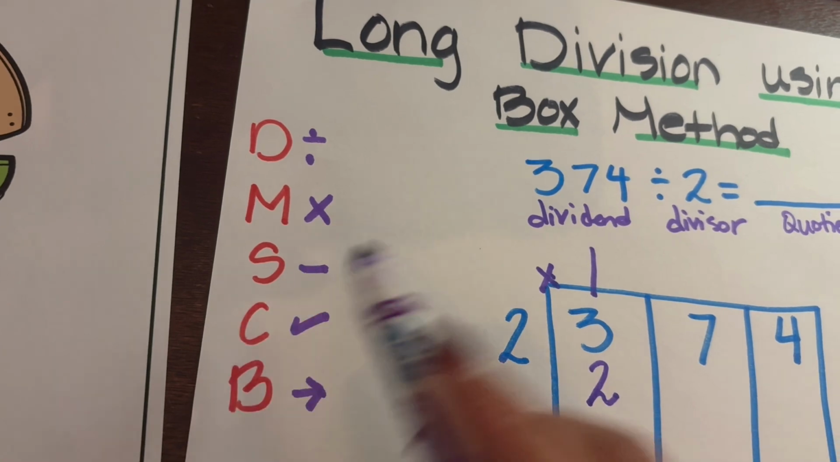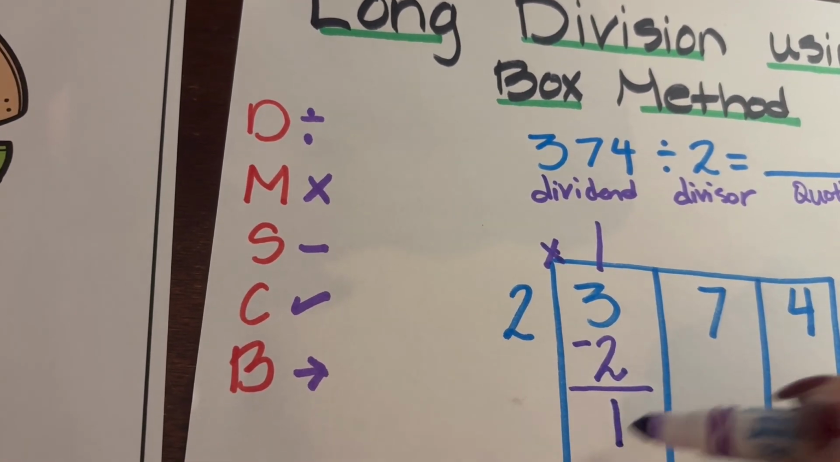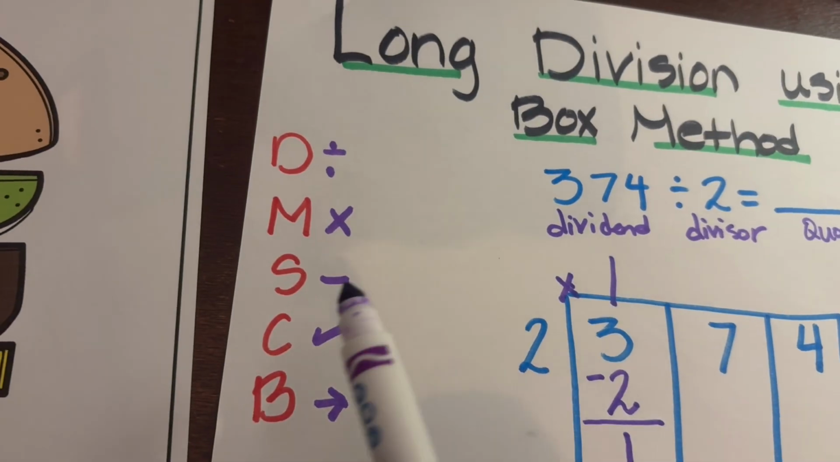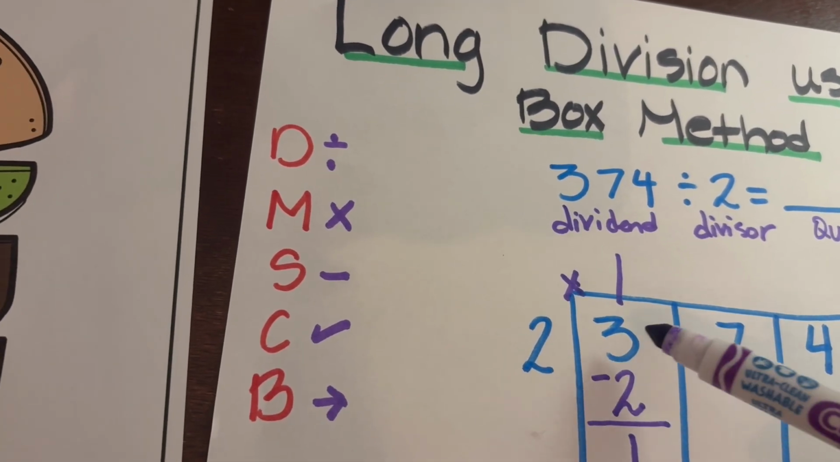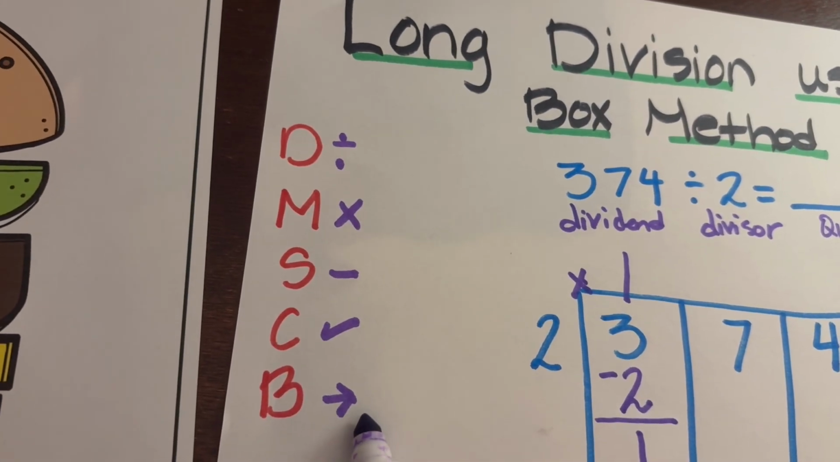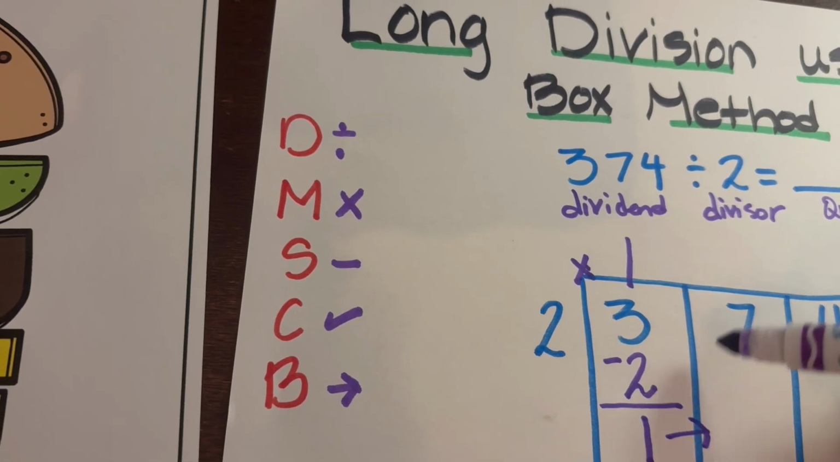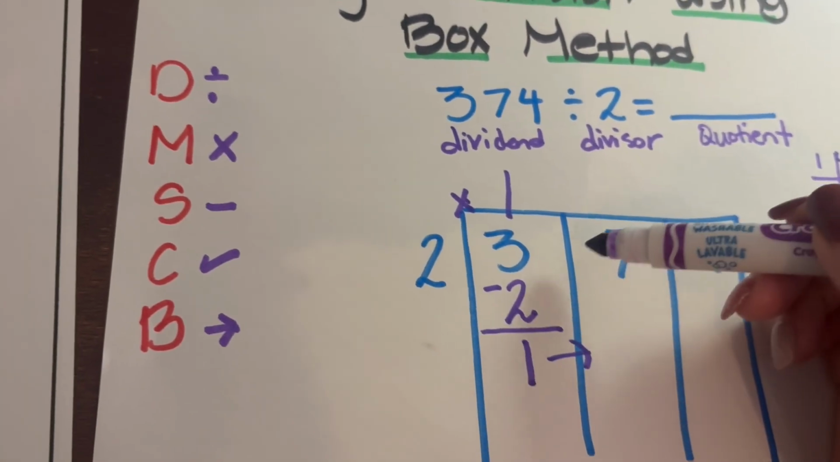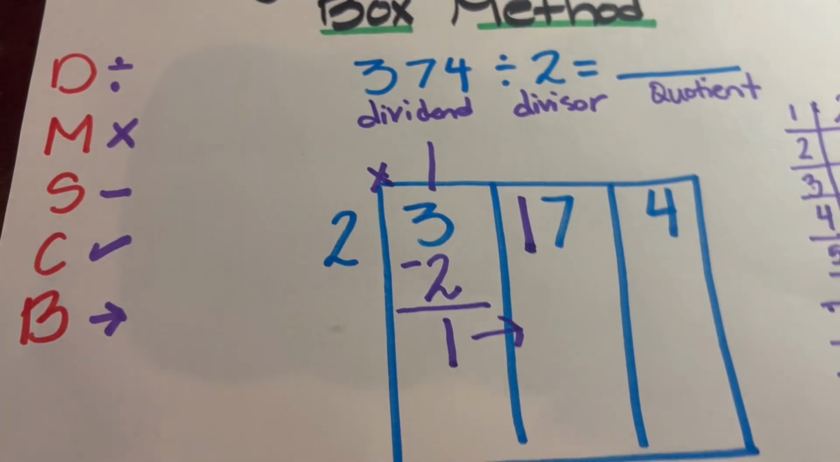Next step, subtract. We subtract these numbers. 3 minus 2 is 1. Okay, the next step, we're going to check that. Make sure that we did it right. 3 minus 2 is 1. That's right. Okay, and then we bring over. So bring over means you bring it up here. So you're going to bring whatever's left down here up here. Okay, and those are the steps, and then you start over.